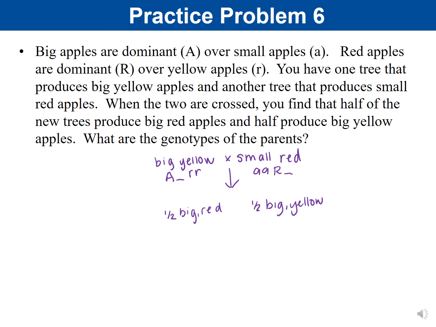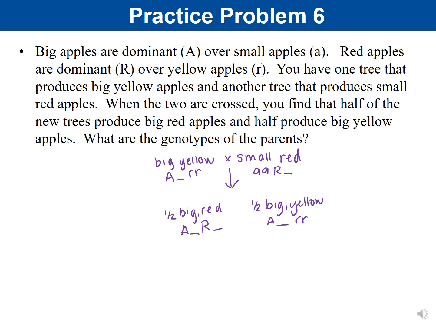Now, the offspring are big. So big A something. Red, big R something. And we have the other plant is big and yellow. So big is big A something. Yellow is little r, little r. All right. So we've written down what we know. Now it's a puzzle. It's figuring out what the other allele has to be.